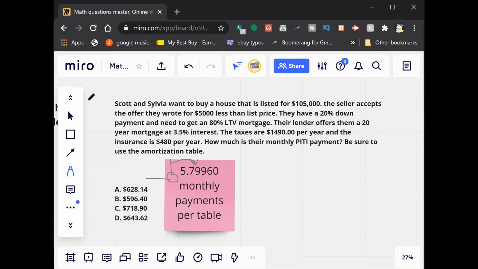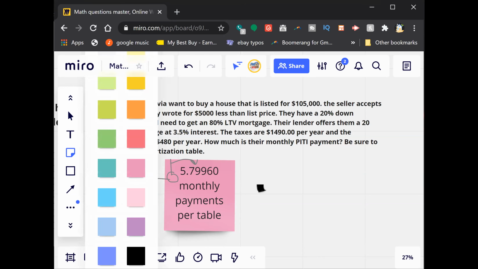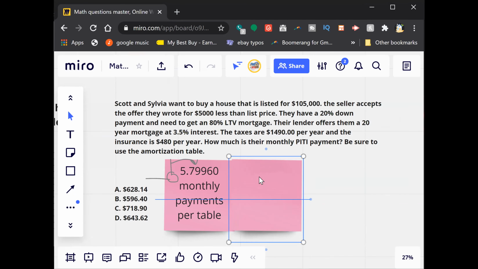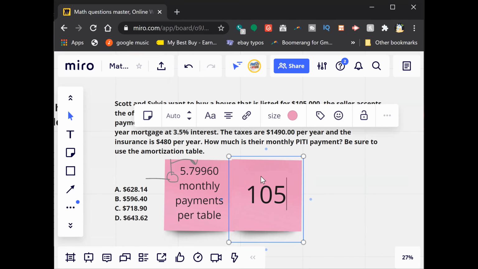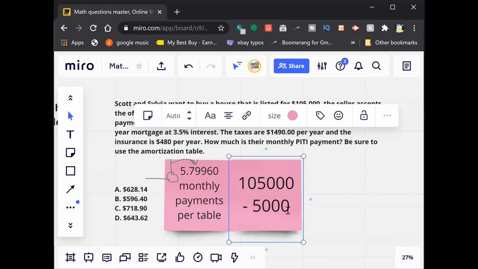So, guys, what is our first step going to be in this problem? We got to subtract some things. Yeah, absolutely. So first thing that we would do, subtract 105,000 minus 5,000. Then that would be $100,000 sale price.